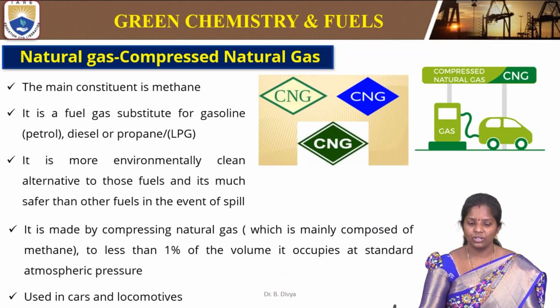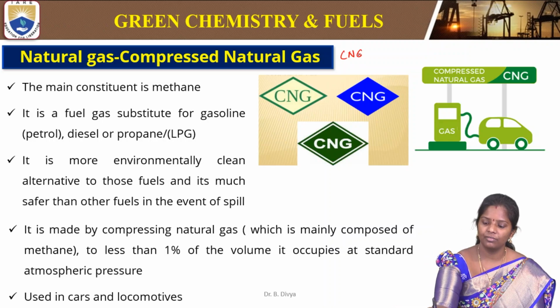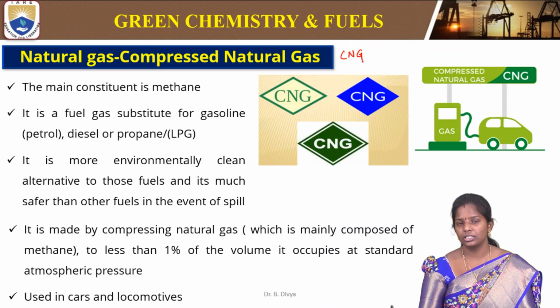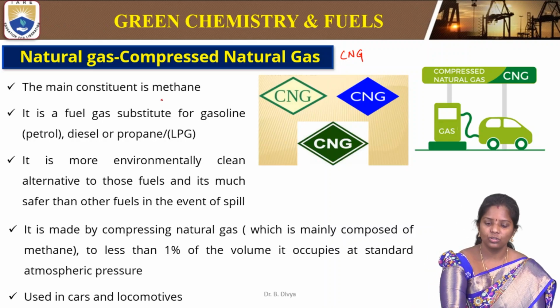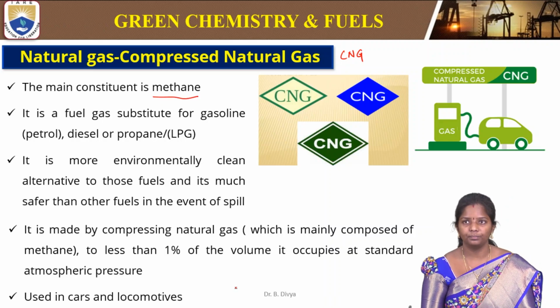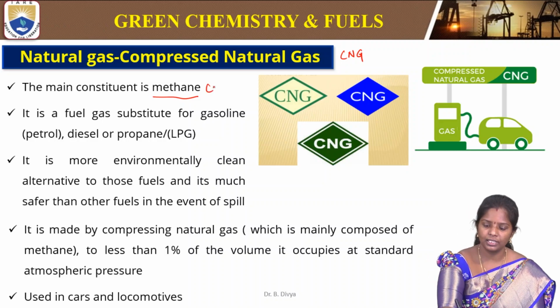So next is the natural gas. One example of natural gas is compressed natural gas, which in abbreviation we call CNG. CNG cars and CNG auto rickshaws are the famous automobiles that run with CNG. So it is nothing but compressed natural gas, and the main constituent is methane.